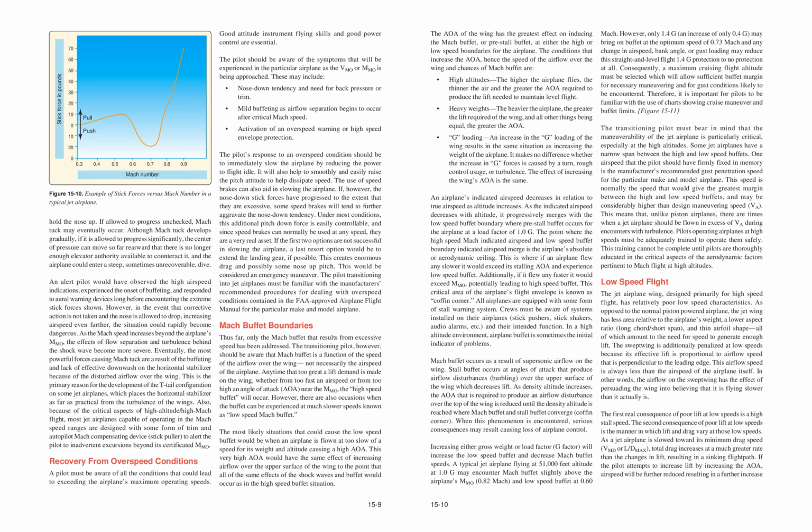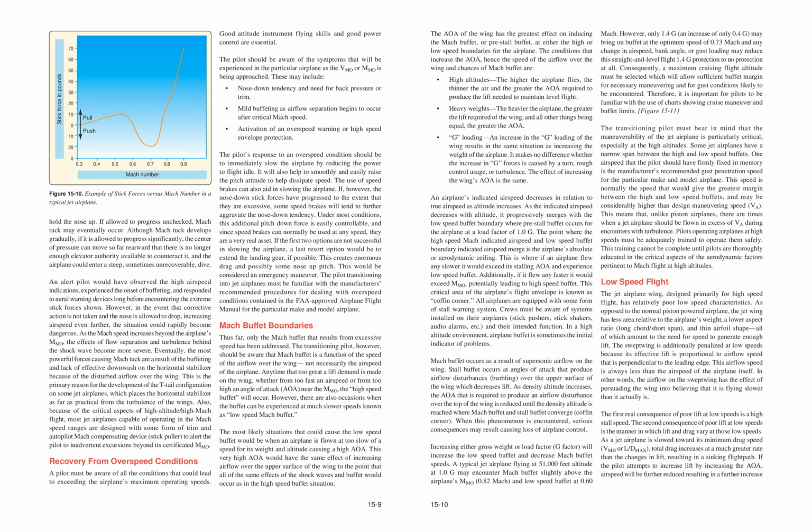This speed is normally the speed that would give the greatest margin between the high and low speed buffets, and may be considerably higher than design maneuvering speed, VA. This means that, unlike piston airplanes, there are times when a jet airplane should be flown in excess of VA during encounters with turbulence. Pilots operating airplanes at high speeds must be adequately trained to operate them safely. This training cannot be complete until pilots are thoroughly educated in the critical aspects of the aerodynamic factors pertinent to Mach flight at high altitudes.